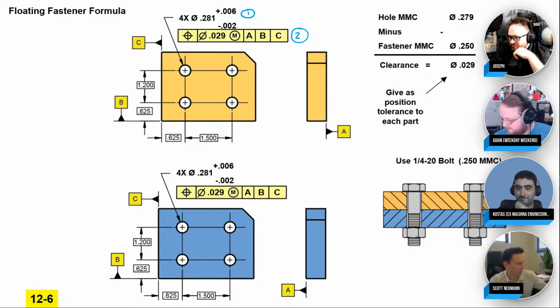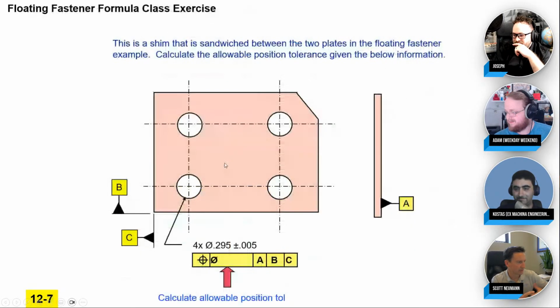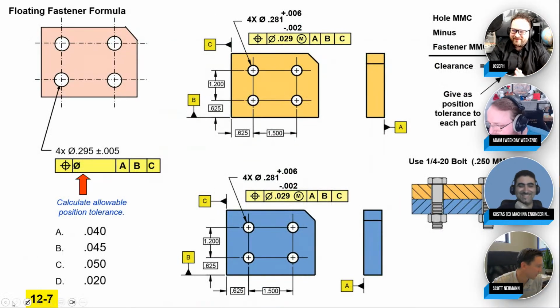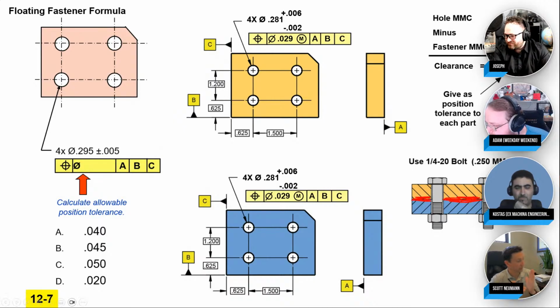Well, let's do a quick practice problem on it to make sure people are good with that. Let's say we had a little design change come through on this. You know how engineers never make mistakes, they make engineering changes. So we have an engineering change, and they had to add a shim. The shim is going to get sandwiched between the parts right in between here. Assuming the same datums and the same basic dimensions, the holes in the shim are 295 plus or minus 5. So we need to calculate what position tolerance these holes need to have to make sure it clears and fits through this assembly.